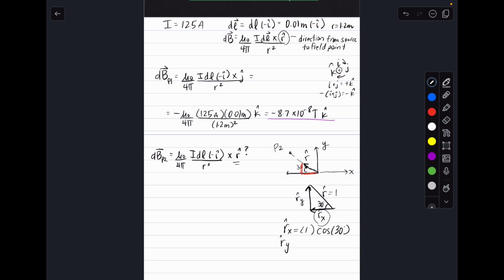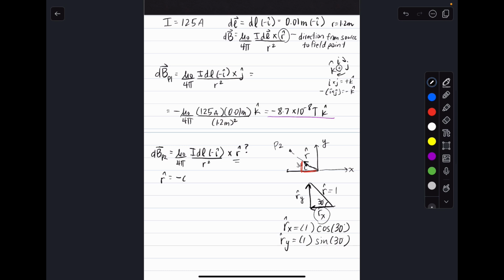Ry, I'll just say R hat Y, is going to be magnitude 1, right? The hypotenuse of that triangle times sine of 30 degrees. And so then my R hat vector is going to be negative cosine 30 I hat plus sine 30 J hat.